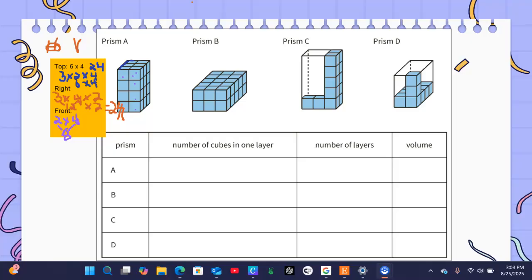Now, once I build this section, how many times will I have to build this section of 8 blocks? I will have to build it 1, 2, 3 total times. So it will be 8 times 3. And as you know, 8 times 3 equals 24.